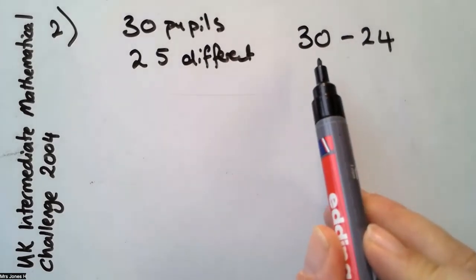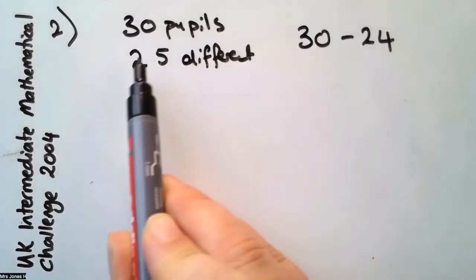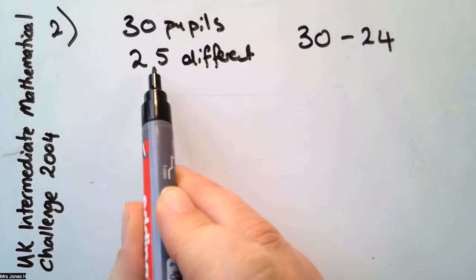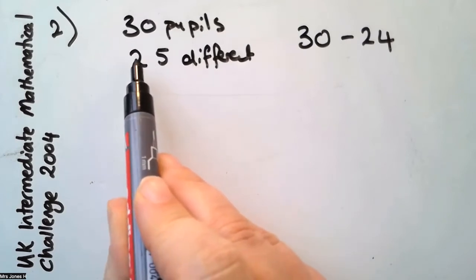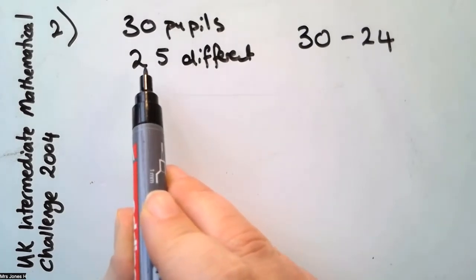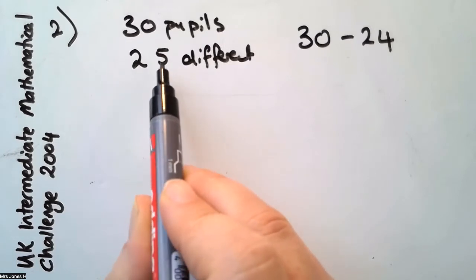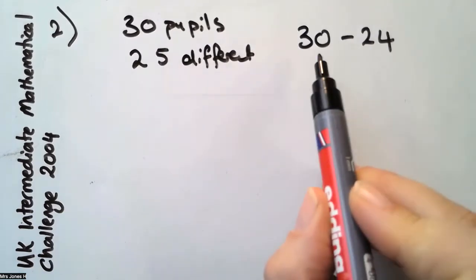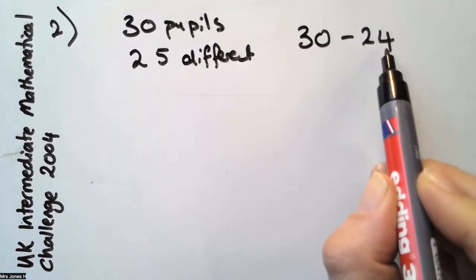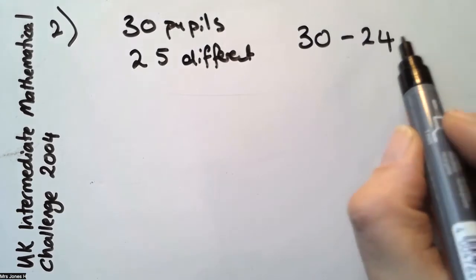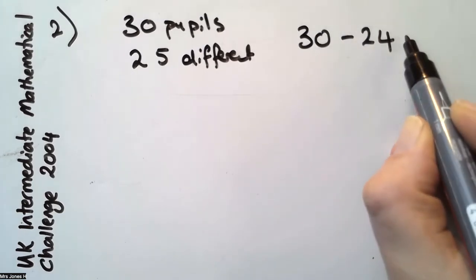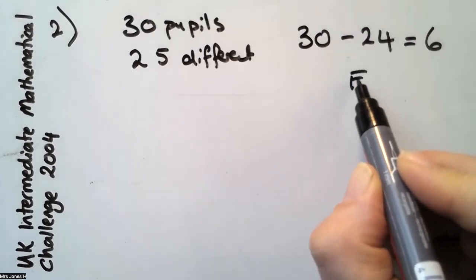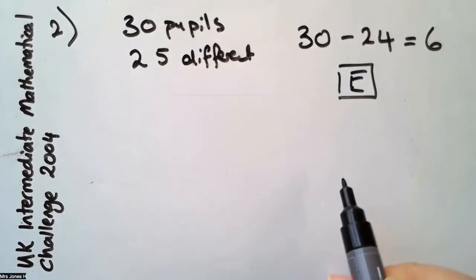I've got it. If you've got 25 different birthdays and all of the students, you've got 24 that are just one person having that birthday. On the 25th day you have as many as possible, as many as are left over. Then you've got 30 subtract 24, which means you've got 6 left over, and therefore the answer is E.